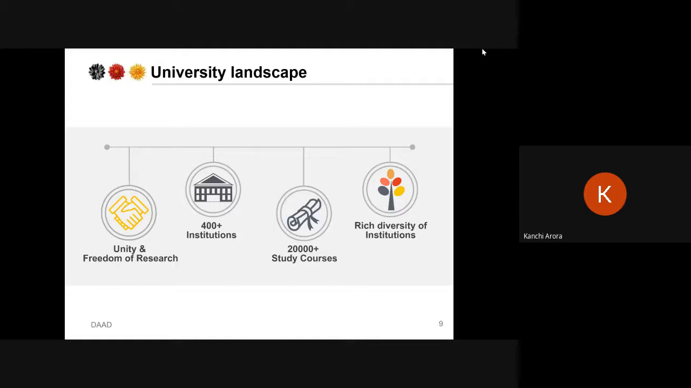The courses are quite diverse, and they follow the Humboldtian philosophy, wherein they strictly believe in the freedom of research. So if you're interested in research, it is meant to be done independently, and you would not face a lot of interventions per se.